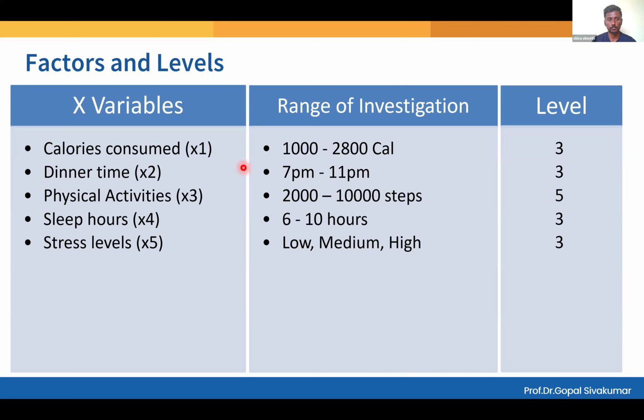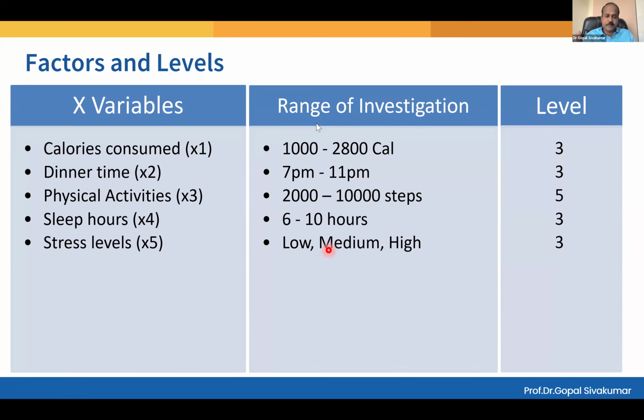Now moving ahead. While studying, if you want to study multiple factors simultaneously, then you must create a table like this. Include all the factors which you want to study. And then for each of the factors, what is the current range of operation, or what is the range within which you want to conduct the investigation? That is known as the range of investigation.